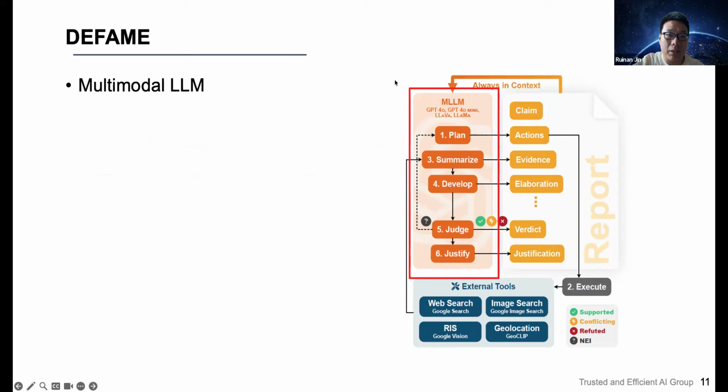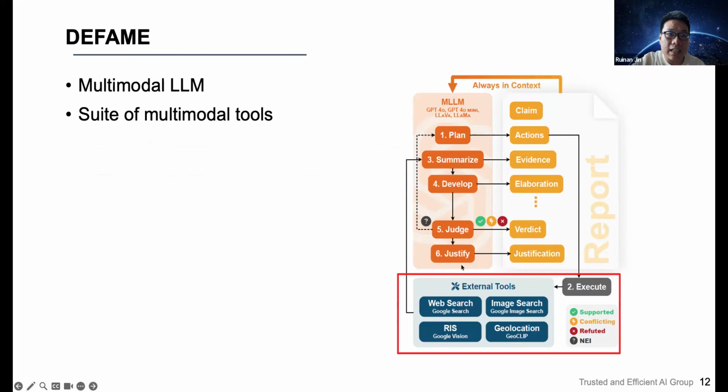The first one is the multimodal LLM, which is responsible for the planning, summarize, develop, judge, and justify. So it's in the red box here. And second, it has a suite of multimodal tools. In this paper, they emphasize four tools, which are web search, image search, reverse image search, and geolocation.